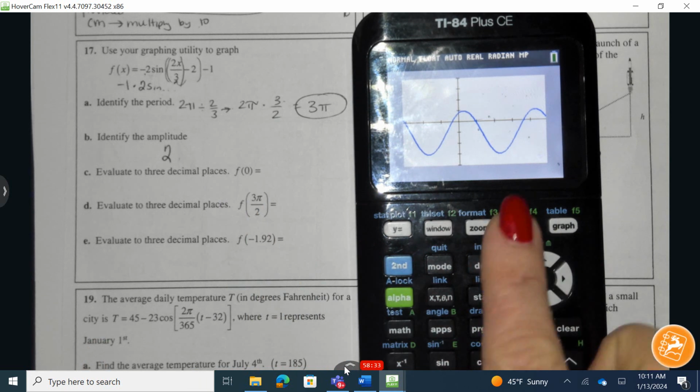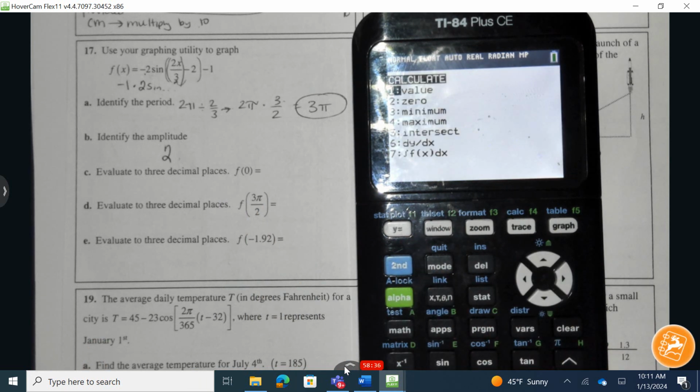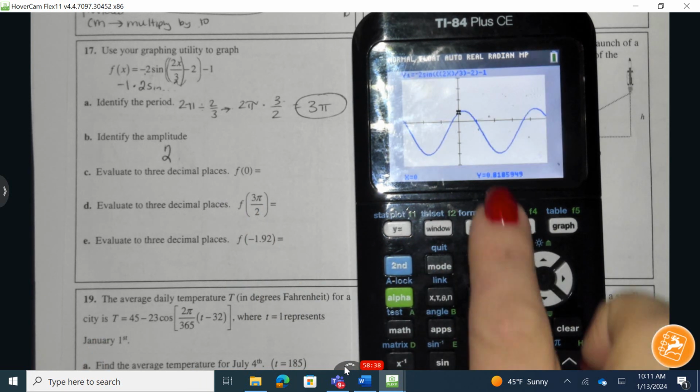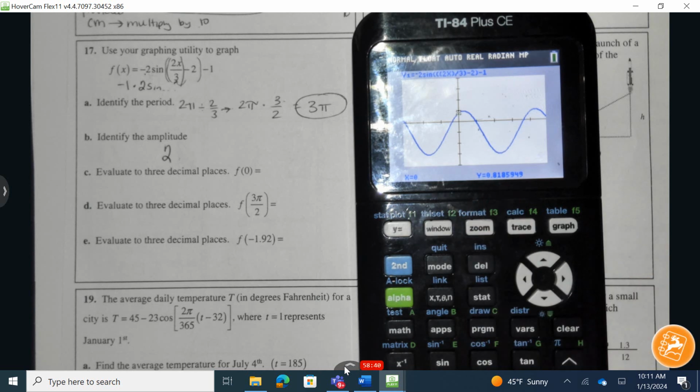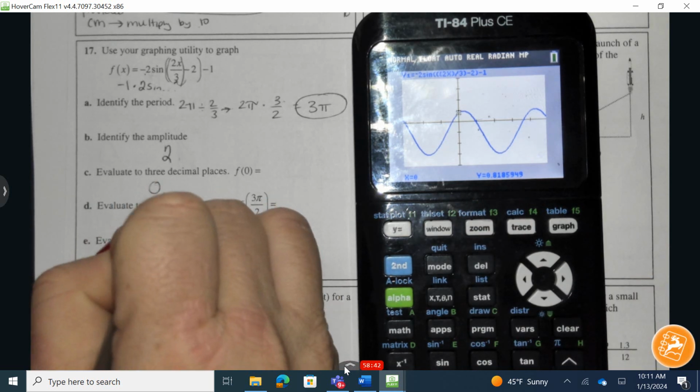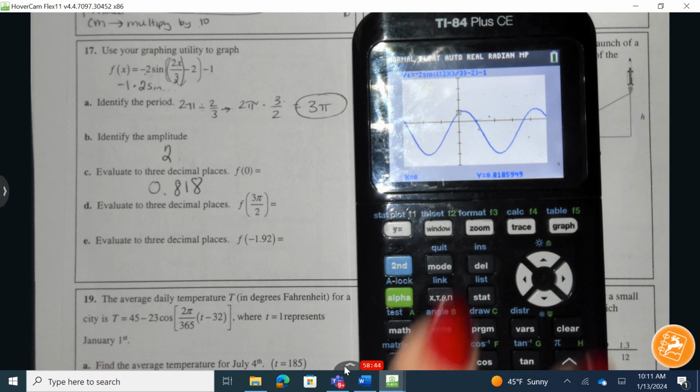So I'm going to go second trace 0. Oops, sorry, value of 0. And here's my answer. So I could plug in 0, and the answer is 0.818.